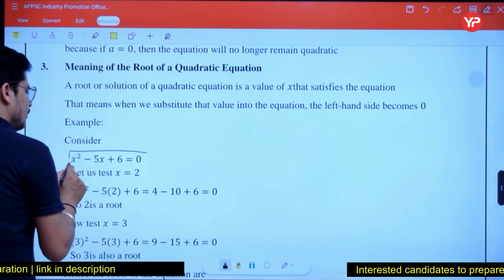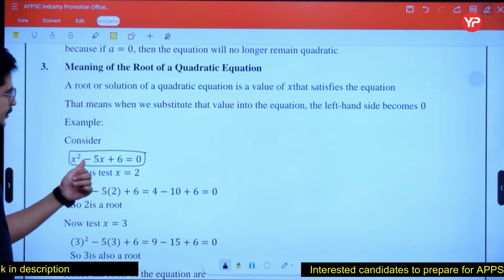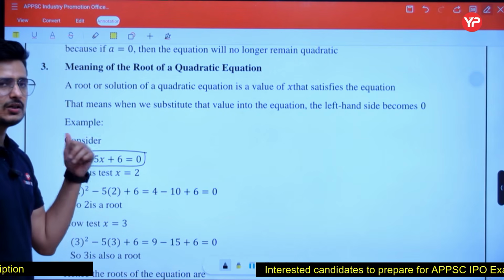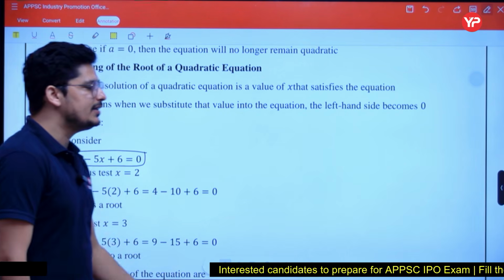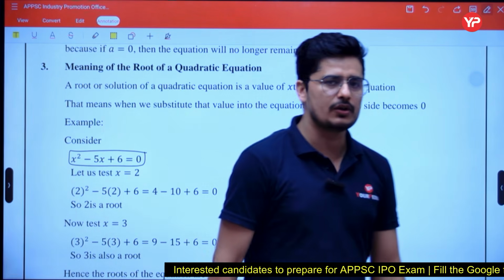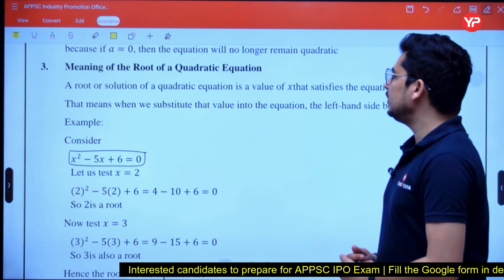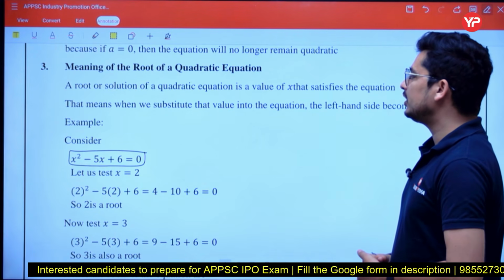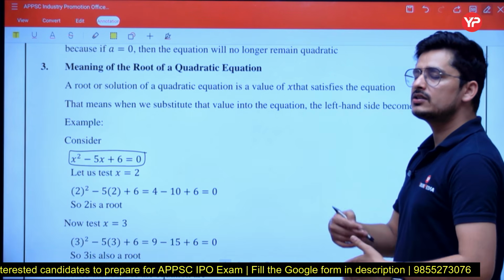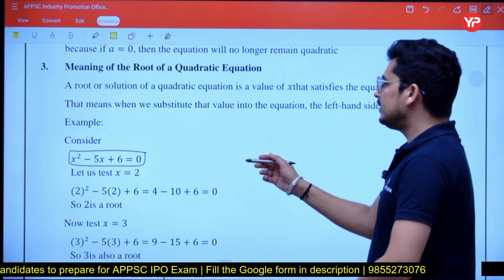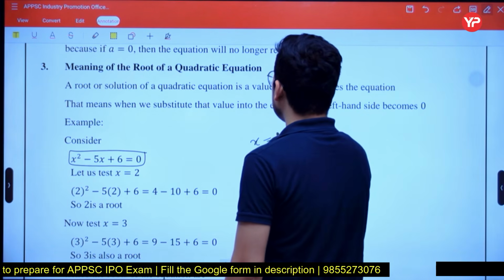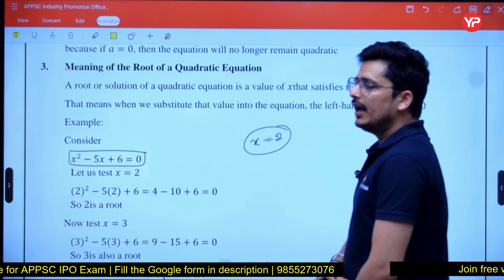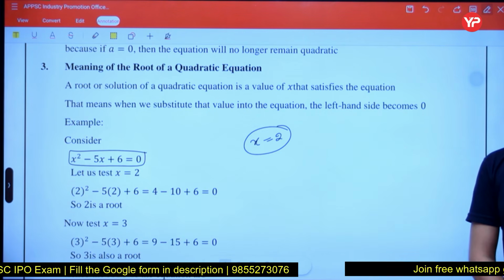We have a quadratic equation, x square minus 5x plus 6 equals 0. The first thing I see here is that this is a quadratic equation. Now, it is given to you that this quadratic equation has one root at x equals 2.